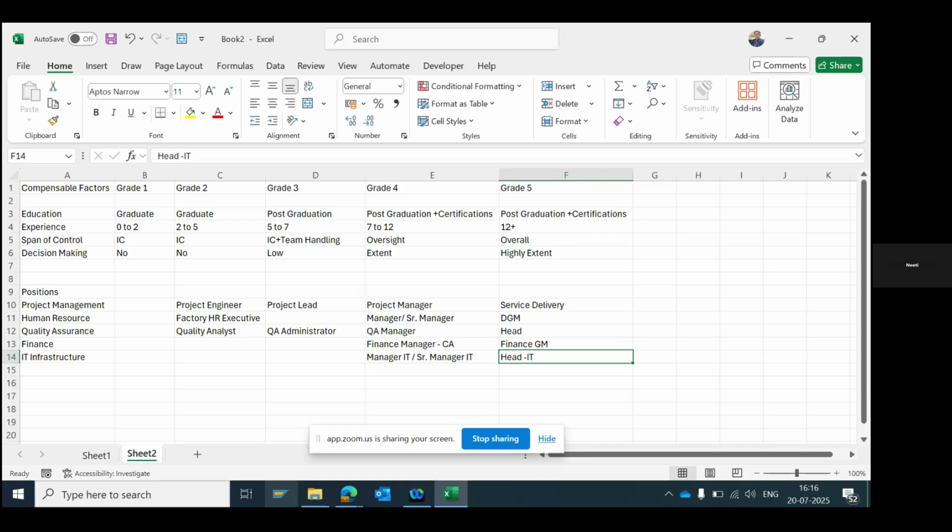Now you know that these positions are in their respective grades. So what does it mean? Irrespective of whether it's in the project or in HR or a quality analyst, they all fall into the same grade, grade 2, or project lead QA fall into grade 3. Now, what is the next thing you will need to do as a compensation person if you have already slotted them into grades? What is the next thing we need to fix for them?